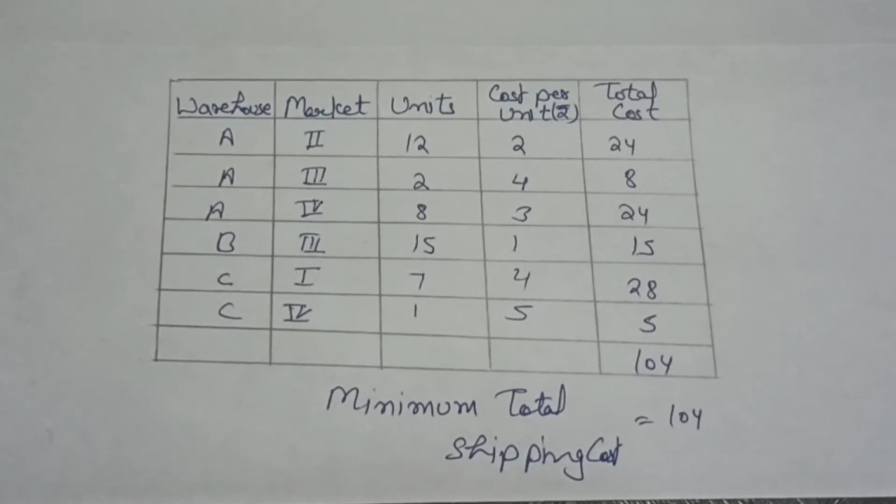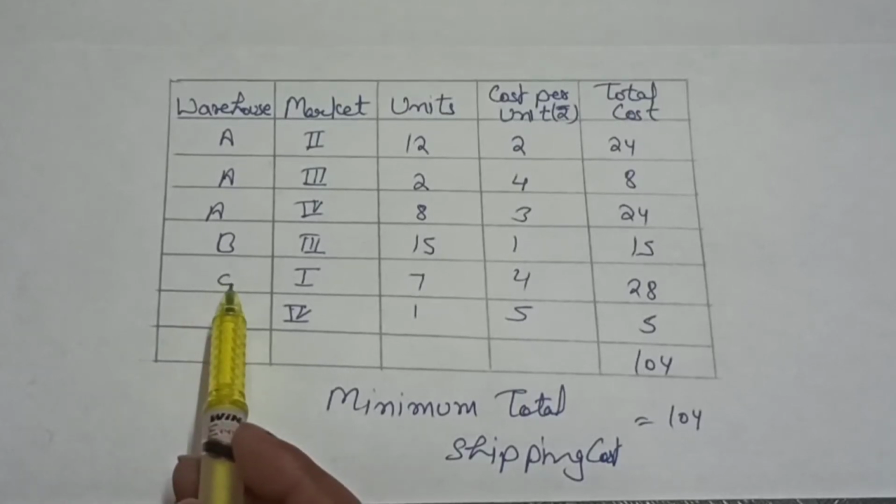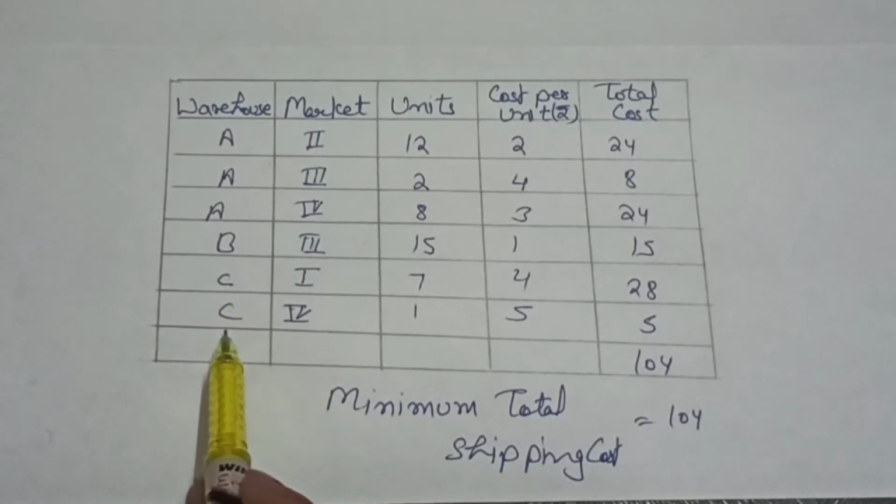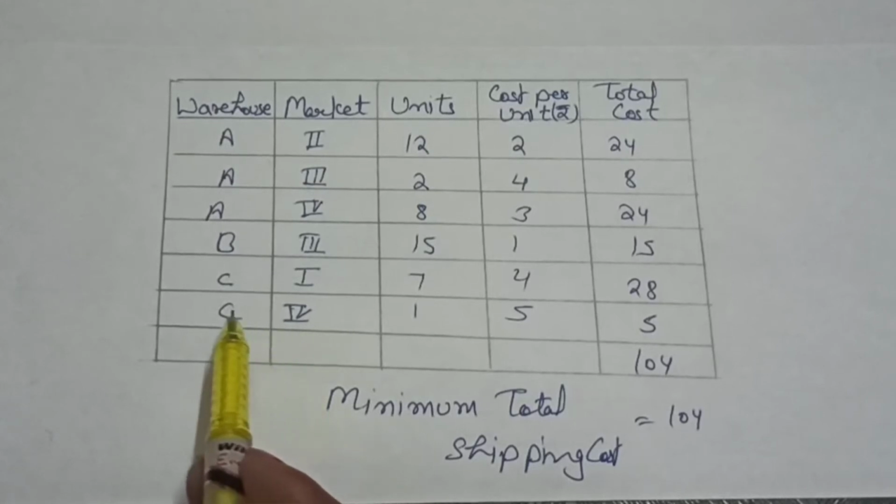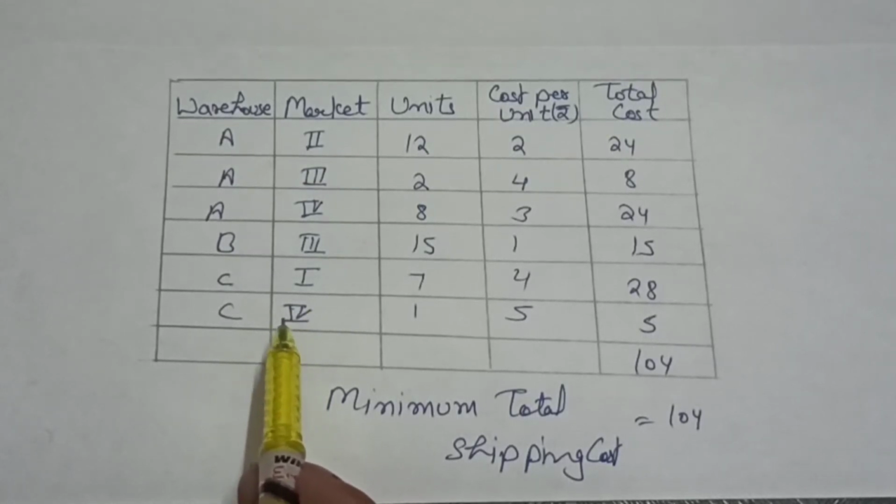In the next question, we have to calculate: if the clerk is approached by a courier of route C to second, who offers to reduce his rate in the hope of getting some business, by how much should the rate be reduced before the clerk should consider giving him an order? So we have to find the route in which warehouse C gives its order to the second market. Students, you can see C has given to 1 and C has given to 4th. Now we will give all the order to the second market.